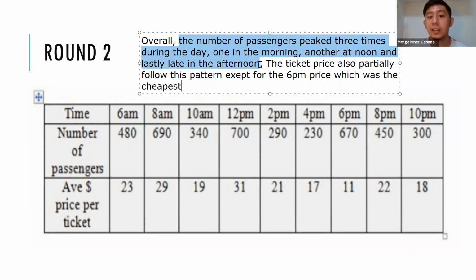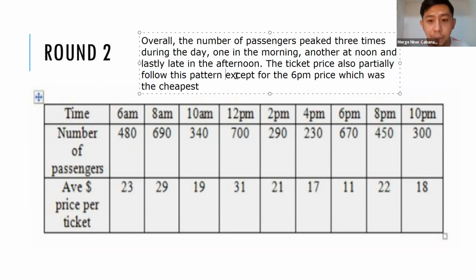And then look at this, the ticket price also partially. So take a look at the word partially. It means it's not totally, all right? So the ticket price also partially follow this pattern, except there is an exception.